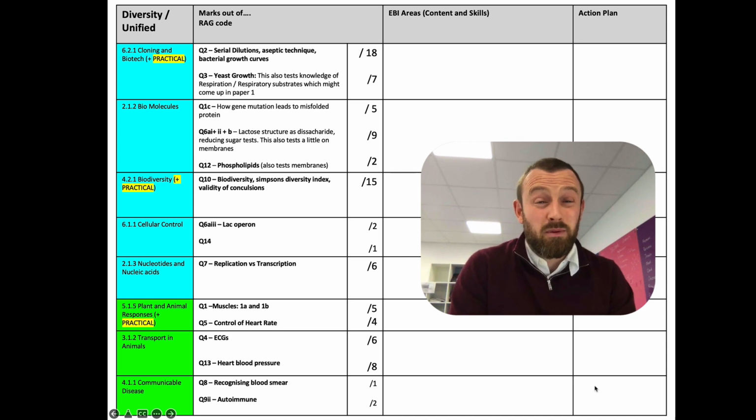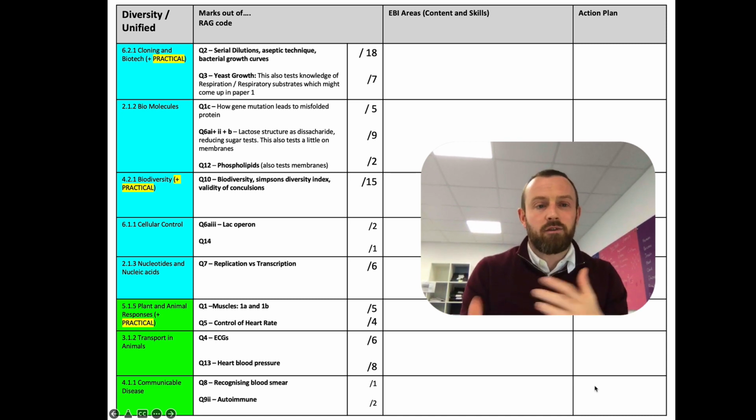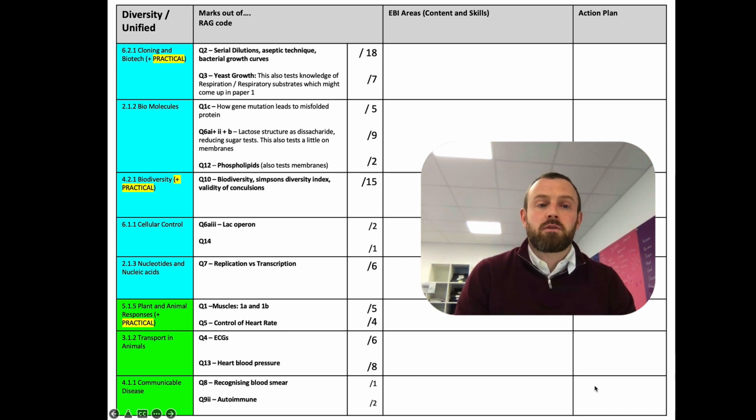So I hope that paper was helpful. Here are once again the questions and what part of the specification they relate to. The questions are in a bit of a weird order, but if you want to use this, then please do. Look through the paper, see where you got marks, where you lost marks, and come up with an action plan for what you need to do to fix these areas, because these are areas that really might come up this year. I hope you found that useful, and I'll see you next time.